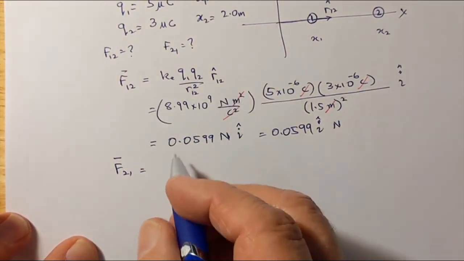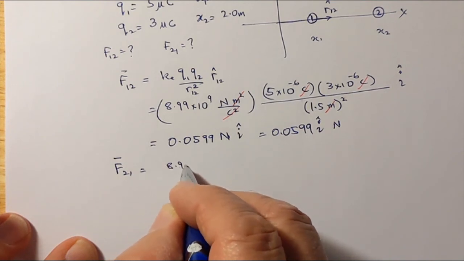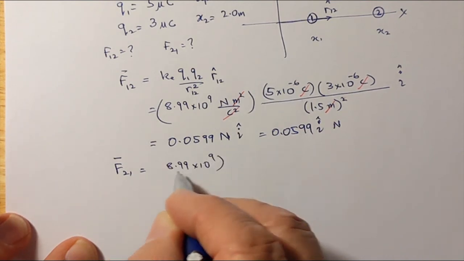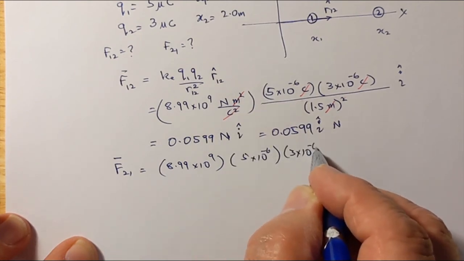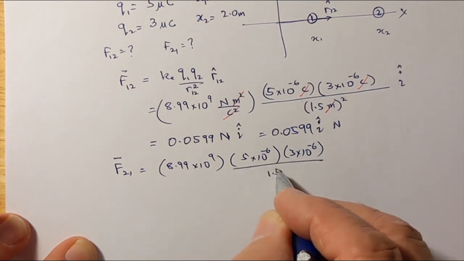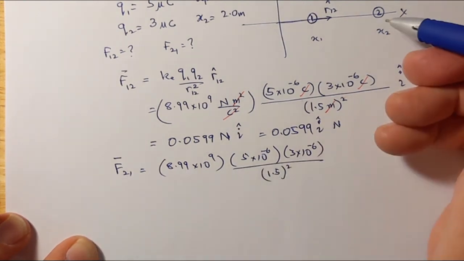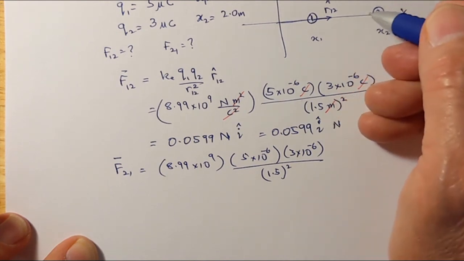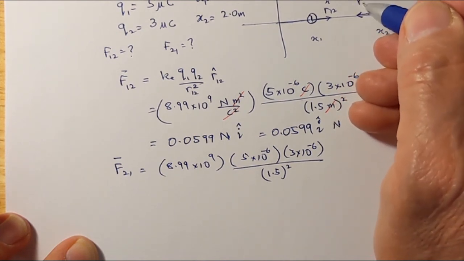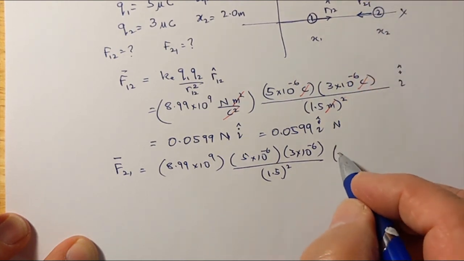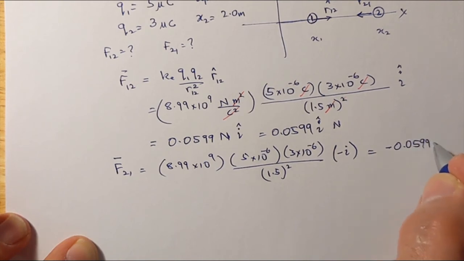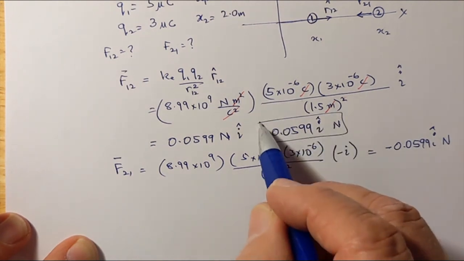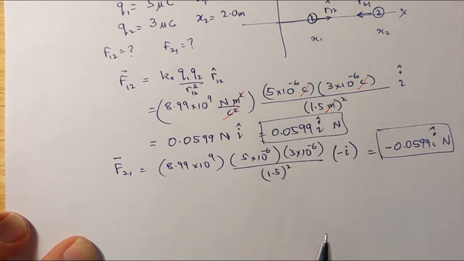And similarly, if we want to find F21, that will be the same equation, and we will have 8.99 into 10 to the power 9. We have 5 into 10 to the power minus 6, 3 into 10 to the power minus 6, and the R is also the same, 1.5 square. But now because it's F21, R21 is going to be to the left, so it's minus i, and so it's going to be minus 0.0599 i newtons. Okay, so that will be the force F12, and that's the force F21.